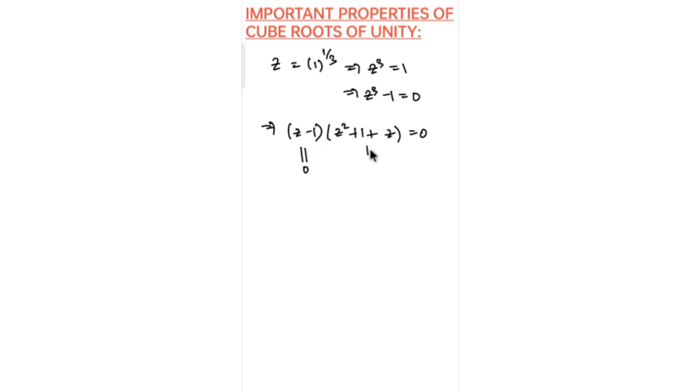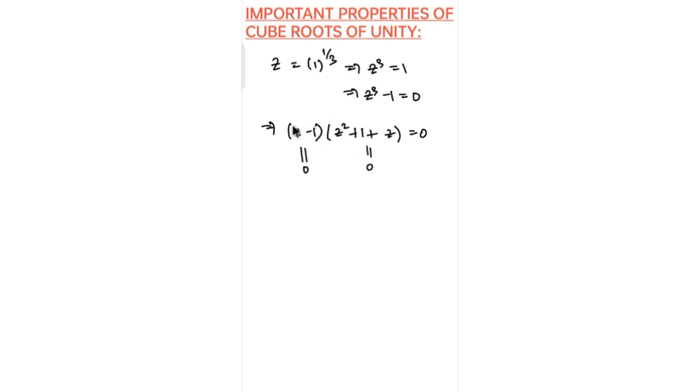Like in the previous example we took z is equal to minus 1 power 1 by 7, for finding the 7 roots of minus 1. Now this is the cube roots of unity, that means 3 roots of 1. So z is equal to 1 power 1 by 3, and that means z cube is equal to 1, so z cube minus 1 is equal to 0. Now applying the a cube minus b cube formula, that is (a minus b)(a square plus b square plus ab), we get (z minus 1)(z square plus z plus 1) is equal to 0. So from this we can conclude that either this is equal to 0 or this is equal to 0.